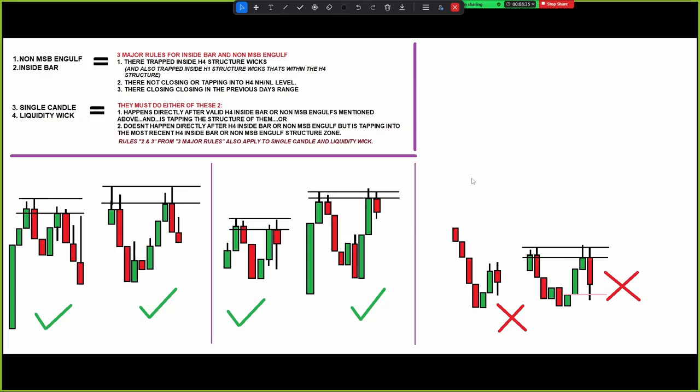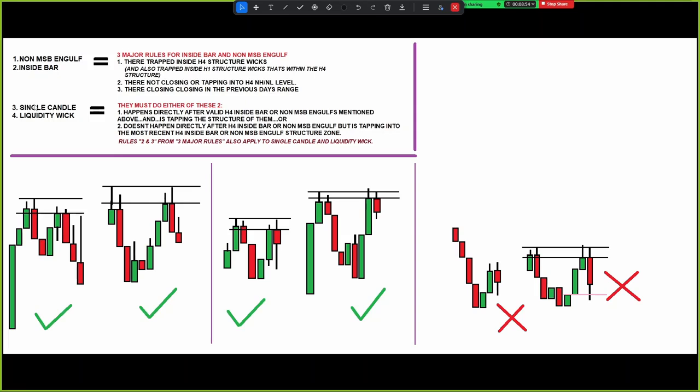Those are the rules for non-MSB engulf and inside bar, okay? They're exactly the same, the rules for both of them. So take time to really study this. It may not make sense straight away, even though I've just explained it, but take time to really understand it.